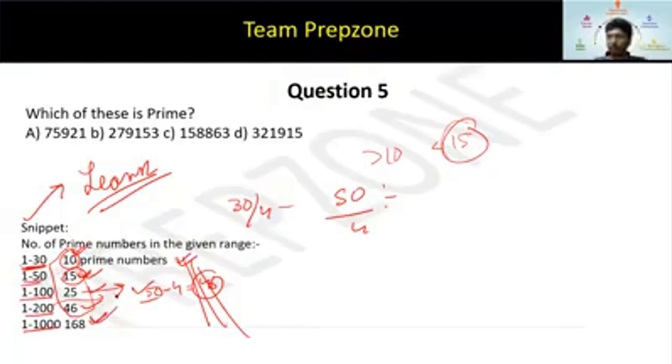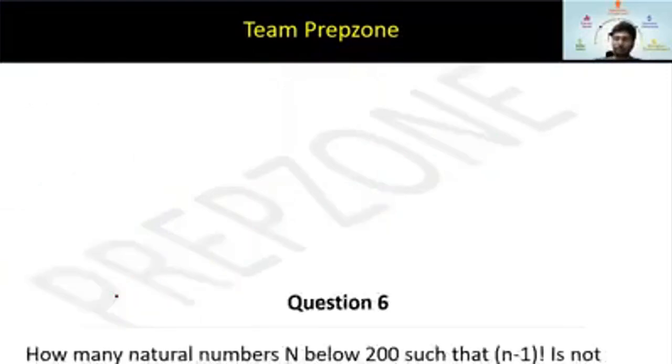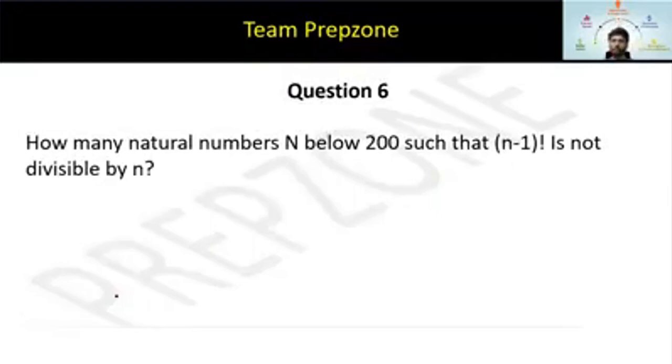Now let's see a question on how to apply this knowledge. Solve this question. What is factorial, by the way? This is the symbol of factorial. 10 factorial is nothing but 1 into 2 into 3 into 4 till 10. The meaning of factorial is 1 till that number.